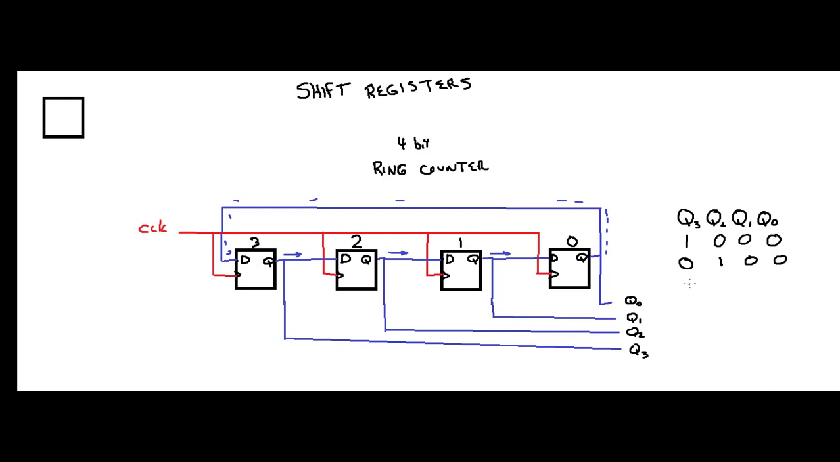What would happen? 0, 0, 1, 0. Get it? We clock it again. 0, 0, 0, 1. Finally, we clock it one more time. What's going to happen? It's going to come back to its starting value, right?